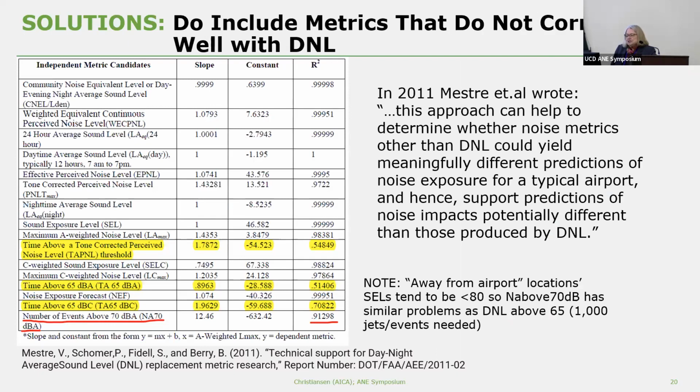Do include metrics that do not correlate well with DNL. This is from 2011, where Mestry et al. wrote in a report to the FAA: This approach can help to determine whether noise metrics other than DNL could yield meaningfully different predictions of noise exposure for a typical airport, and hence support predictions of noise impacts potentially different than those produced by DNL. So if you haven't seen that report lately, look it up. And as part of the noise policy, we need a system of metrics, some of which do not correlate well with DNL.